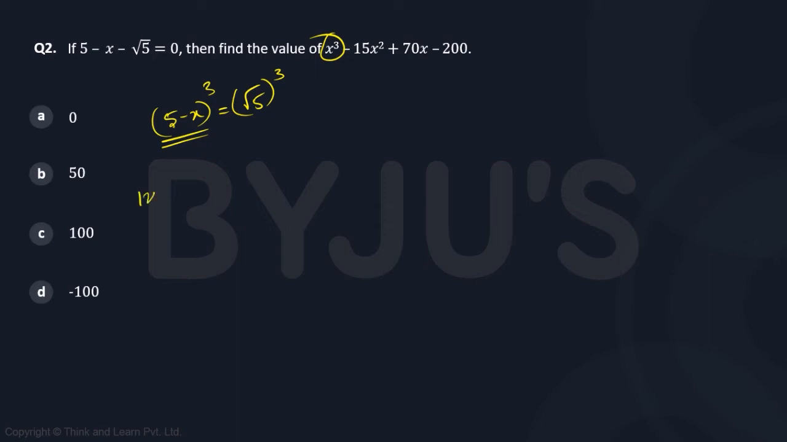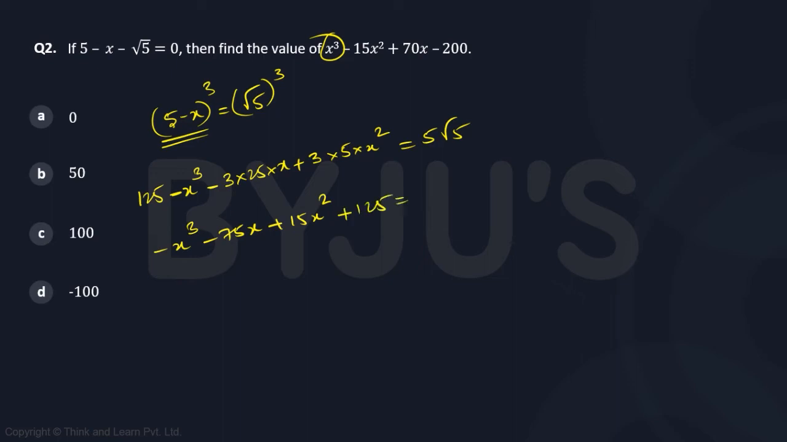So this becomes 125 minus x cube minus 3 into 25 into x plus 3 into 5 into x square is equal to 5 root 5. So you will get minus x cube minus 75x plus 15x square plus 125 equal to 5 root 5. Now if you notice, some terms we already have. We don't have 70x, we have 75, we got something more than that.